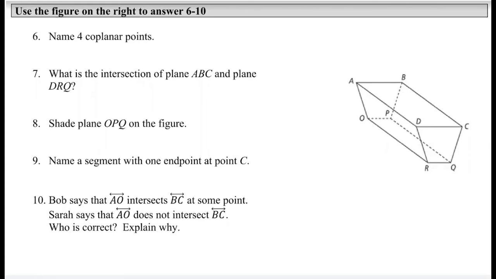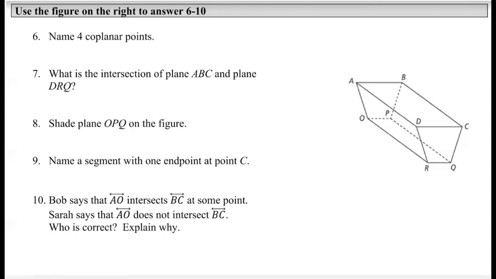Okay, guys, so we have 5 more problems to take a look at. This time we have a new figure. It is a geometric solid. We can see that it's 3-dimensional, and we want to use it to answer questions 6 through 10. So number 6 says name 4 coplanar points. Another vocabulary word from last week, coplanar. We know that means in the same plane.